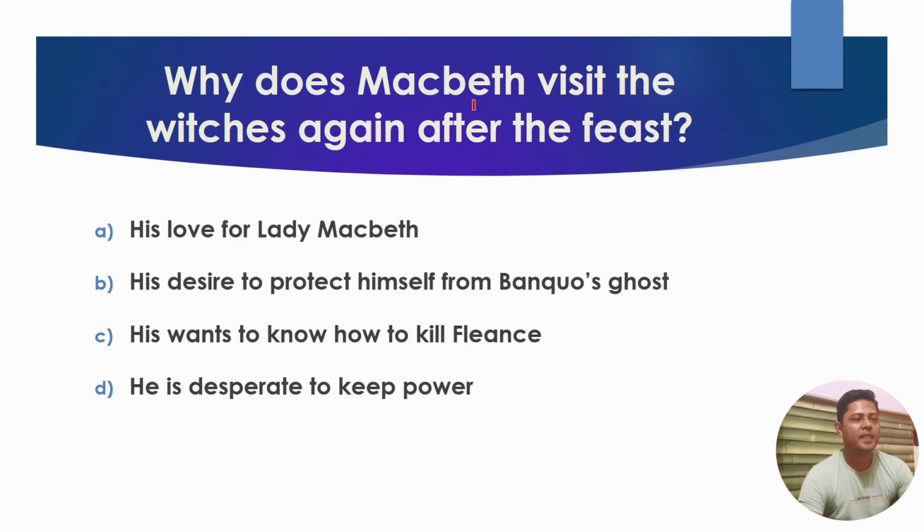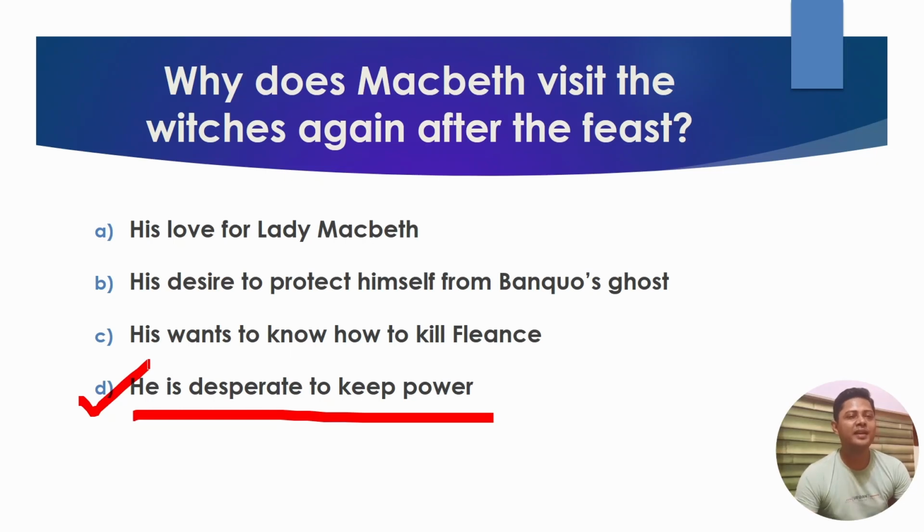Why does Macbeth visit the witches again after the feast? So these are your options. Here the correct answer is he is desperate to keep power. From that point, we find that Macbeth has become a tyrant. He has a network of spies and he hired murderers to kill each of the people he thinks may be his enemy.